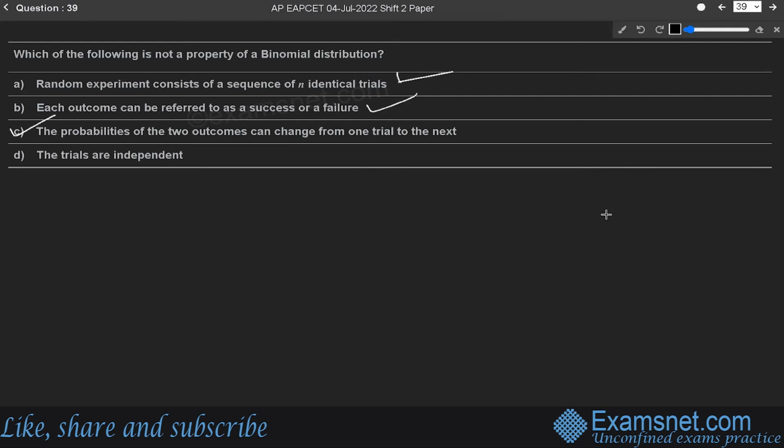I hope it is clear to you. If you know all the basic properties of binomial distribution, you can easily get the answer for this question. This question does not require a pen to solve it.